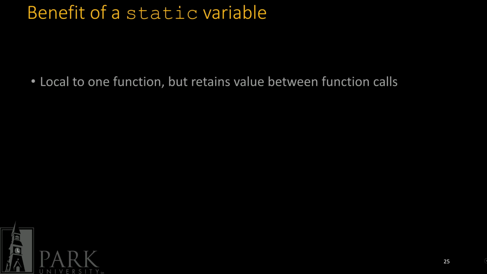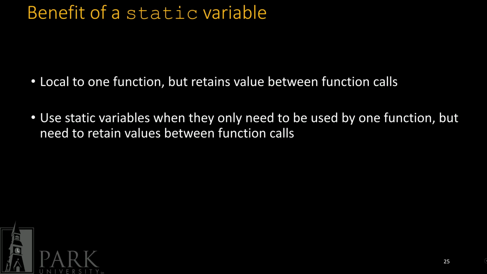The benefit of static variables is that they can only be accessed inside of a function, but they retain their value between function calls. So a static variable would be appropriate if it should be used by one function and one function only, but you need to make sure that that value stays there in between each call, just like I said. So this is much safer than using a global variable, which can be accessed anywhere and then can get modified.